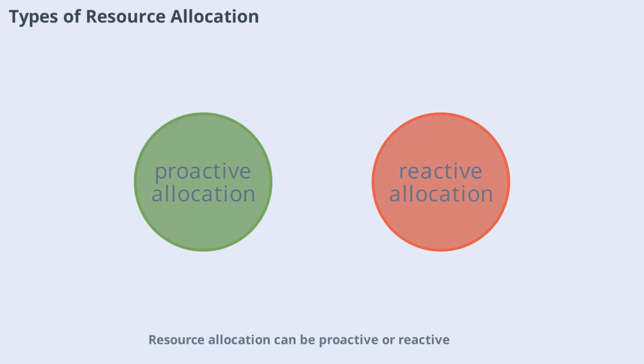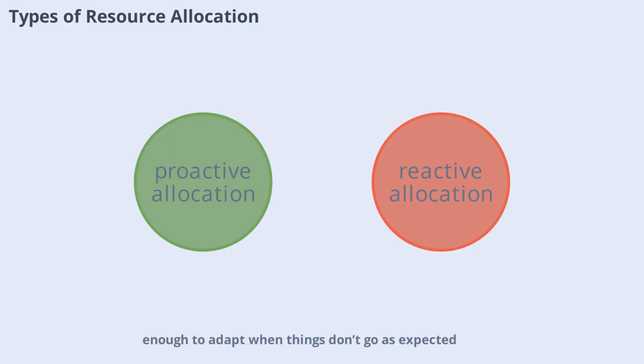Resource allocation can be proactive or reactive. Proactive allocation involves planning ahead and anticipating needs, while reactive allocation responds to changes or unexpected challenges as they arise. Both approaches have their place in project management. The key is to strike a balance, planning as much as possible while staying agile enough to adapt when things don't go as expected.